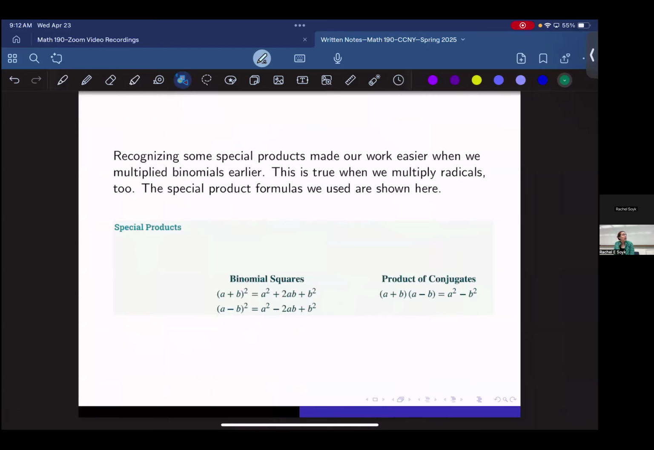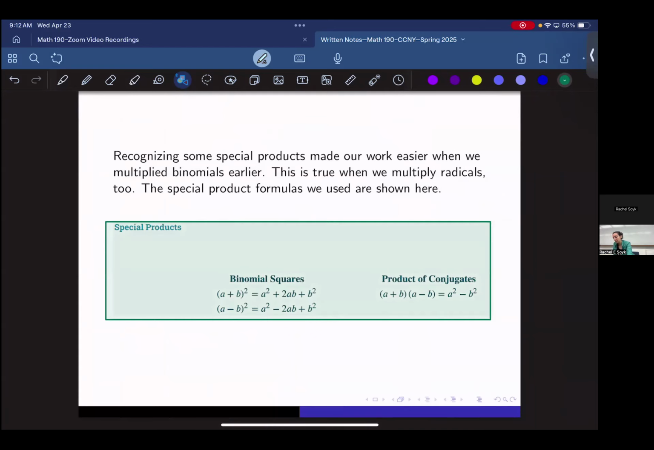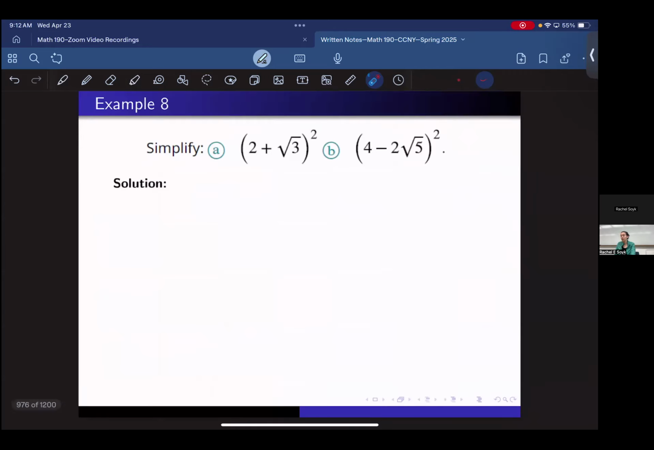This is just a notes slide, reviewing your knowledge of your special products, dealing with your binomial squares, a plus b in parentheses squared and a minus b in parentheses squared, what that factors out to be, and then also your product of your conjugates, how those middle two terms end up canceling out when you have the product of a plus b and a minus b. So the same thing holds true when we're dealing with radicals inside these binomials. We'll really get to see it in this example together.